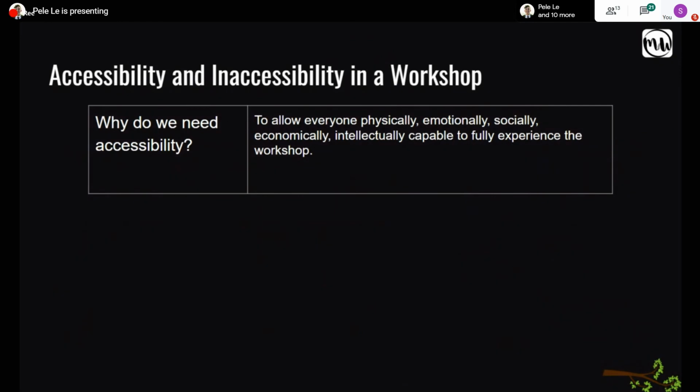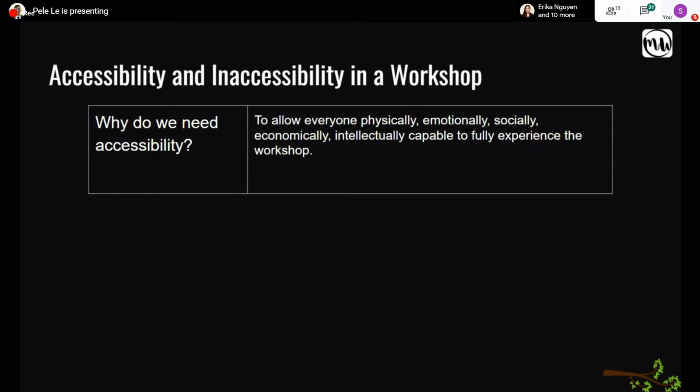Accessibility is tied into the dimensions of who we are. So we're physical, emotional, social, economical, and intellectual human creatures. And there are opportunities where something can be accessible, meaning it can be used by someone, or something can be completely inaccessible, and someone cannot engage and they cannot learn.